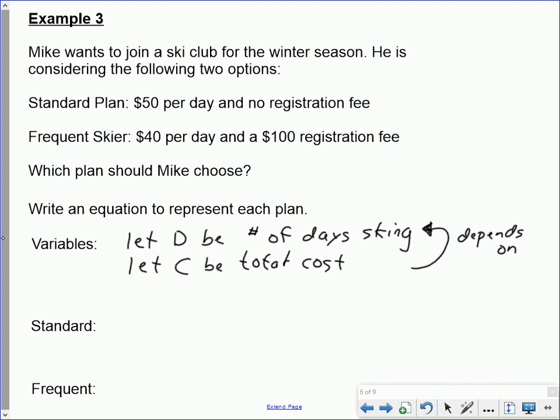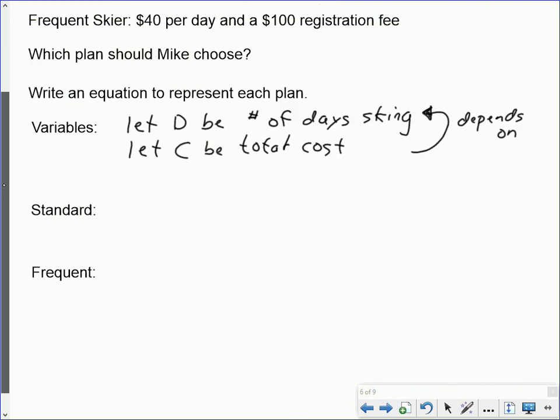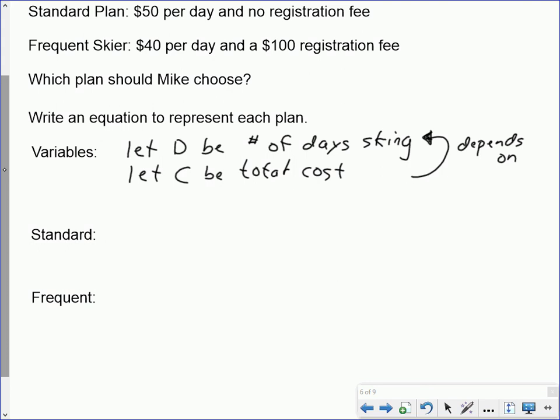All right, well, let's take a look at what our equations are going to be. So for the standard plan, $50 per day and no registration fee. So let's do the standard in blue here. Standard, $50 per day is our rate, and we have no registration fee, so our initial value is 0. So what is our equation going to be? Well, it's going to be C equals 50 times D.